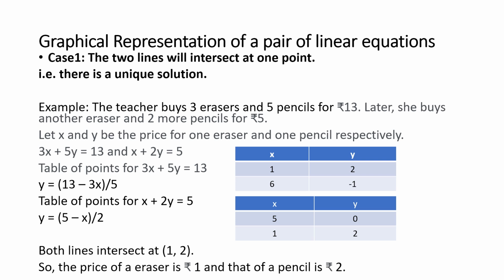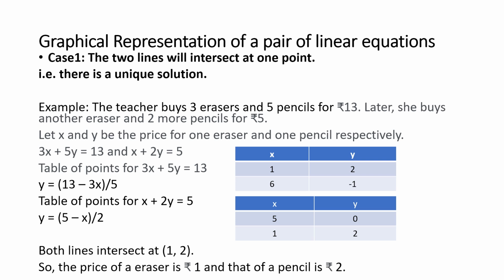We have just seen how to algebraically represent a pair of linear equations. Now let us see the graphical representation of a pair of linear equations. There are three cases. Let us take the first case, when the two lines will intersect at a point. Since both are linear equations, both will represent a line. For example, the teacher buys 3 erasers and 5 pencils for rupees 13. Later she buys another eraser and 2 more pencils for rupees 5.